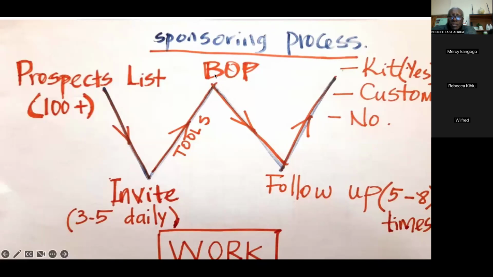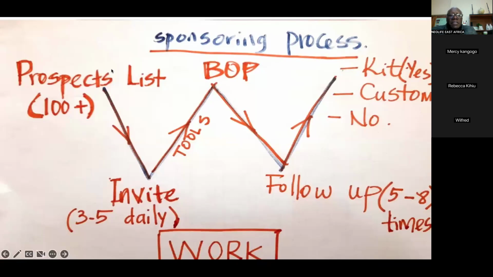After the business opportunity presentation, the next step is for you to follow up with your prospect. Why do you need to follow up? Because most people don't make the decision immediately. Some people take time, some people make decisions quickly, but the average person makes a decision after 4, 5, or 6 times before they say, yes, I'm interested. So let's go through the sponsoring process first.